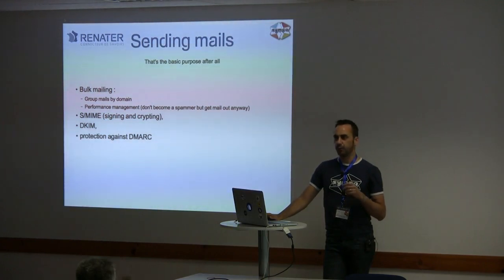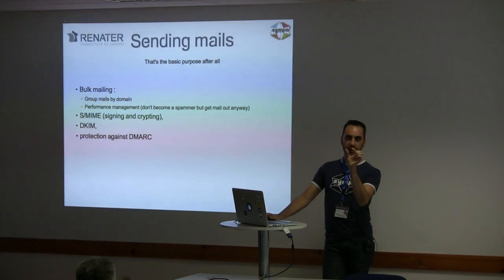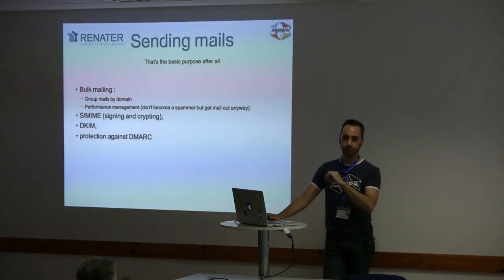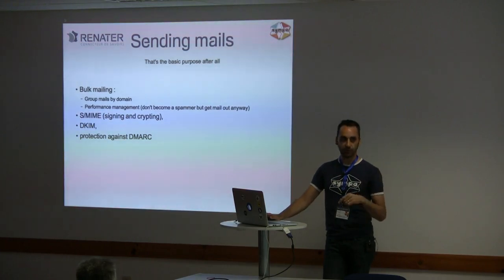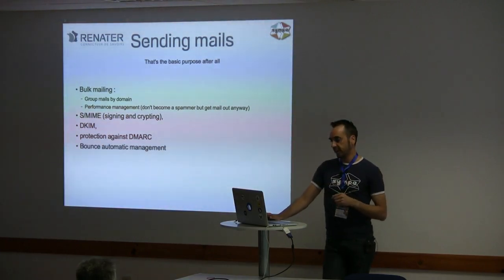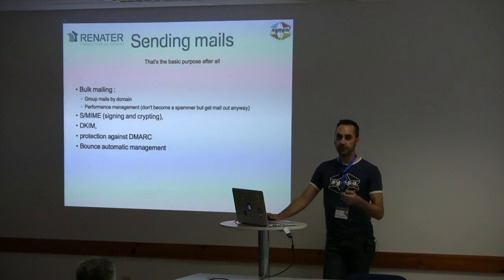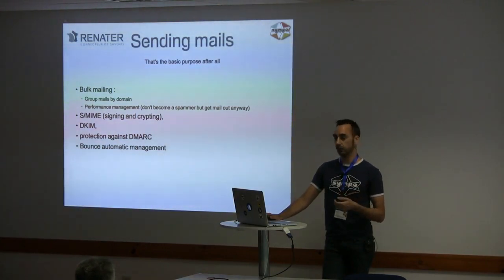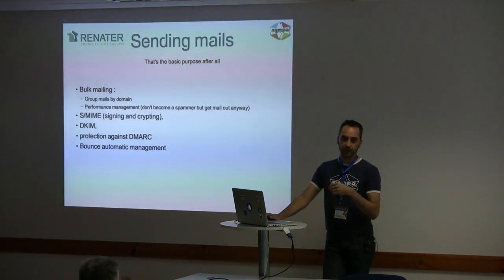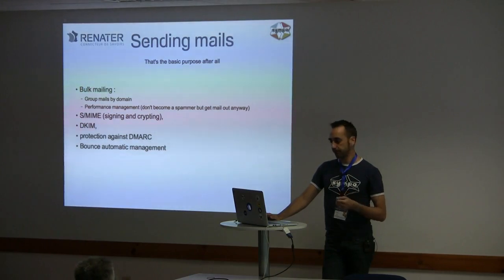And recently, in April, something like this, Yahoo changed one single field in the DMARC DNS record, which broke all mailing list systems in the world. Any mail sent from or to Yahoo just bounced. So we needed to get a protection against this. There is automatic bounce management. You know you have a lot of errors when you deal with mails. So this is handled automatically by Sympa and not by the original sender.